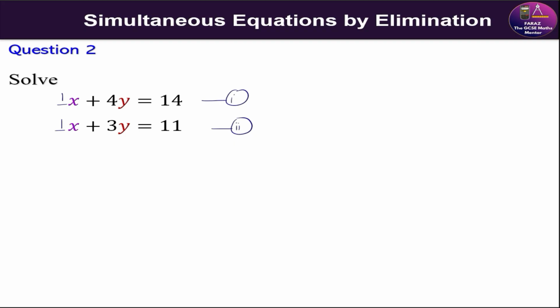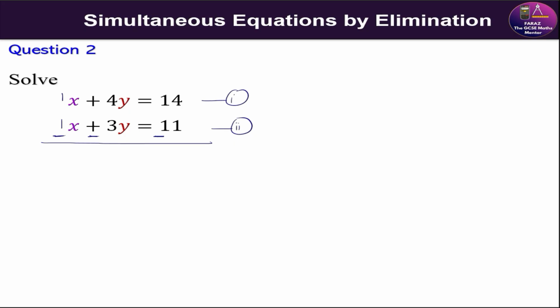Now how can you do that? You can eliminate it by means of subtraction. That is the way we can eliminate it. So if you want to eliminate it by means of subtraction, you have to change the sign of the second equation. So how can you change the sign of the second equation? If it is plus, it will become minus. It's plus, it will become minus. It is plus, it will become minus.